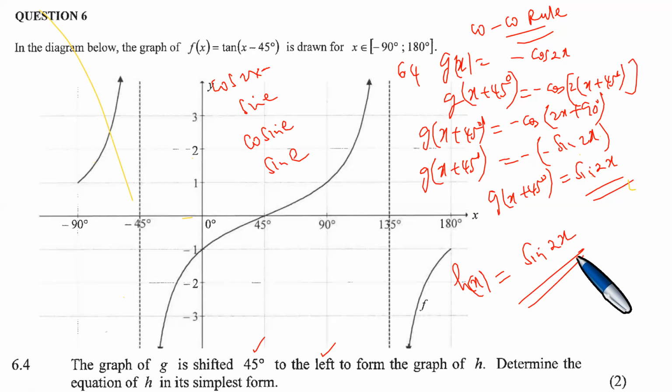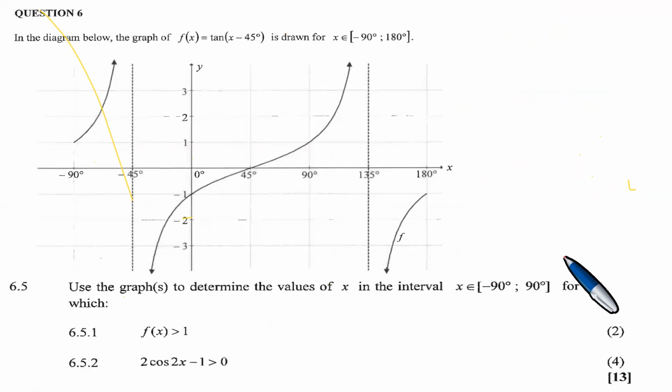So you must learn these transformations. They're part of the syllabus. Very important for you, the graphs, I believe, are very important. If you look at 6.5.1, you have been given the graph. Use the graph to determine the values of x in the interval between minus 90 and 90, for which the function f is bigger than 1. When is this function bigger than 1? We analyze that part. Where is it bigger than 1?